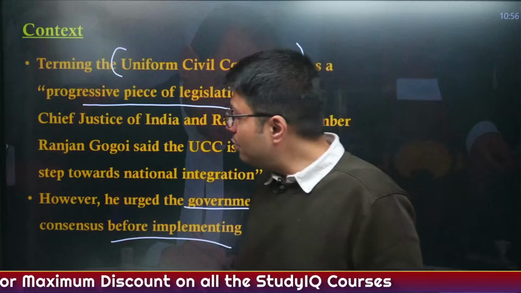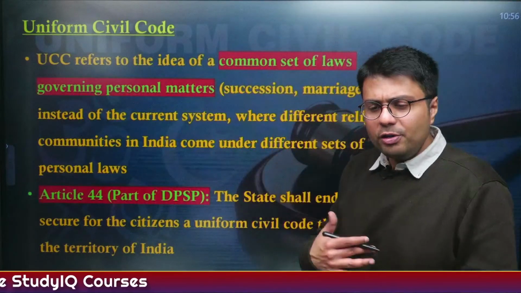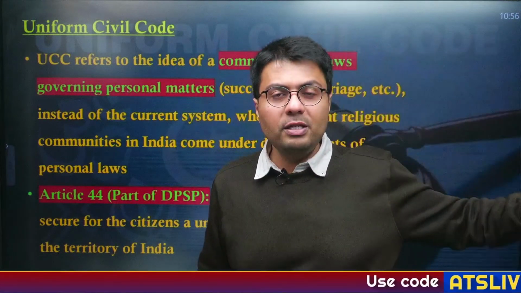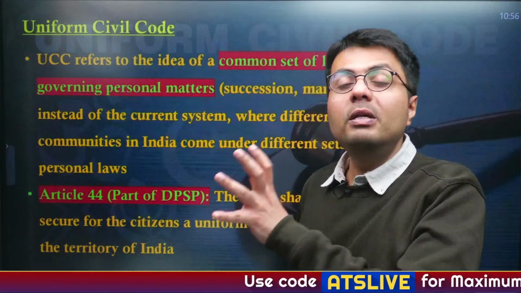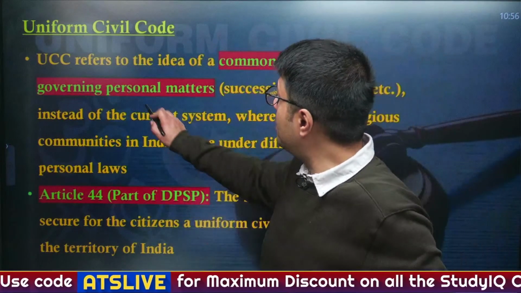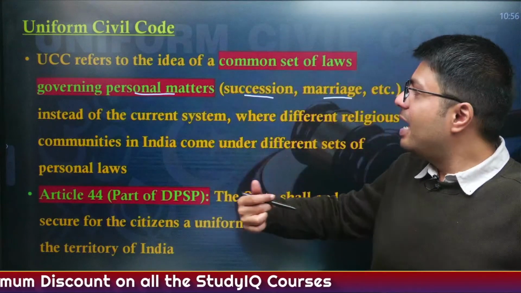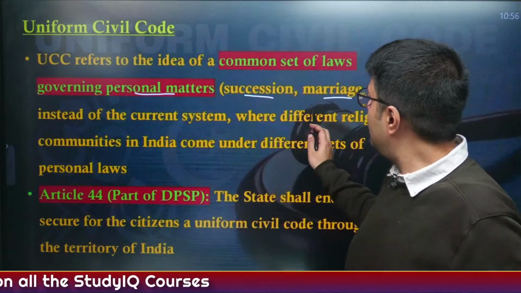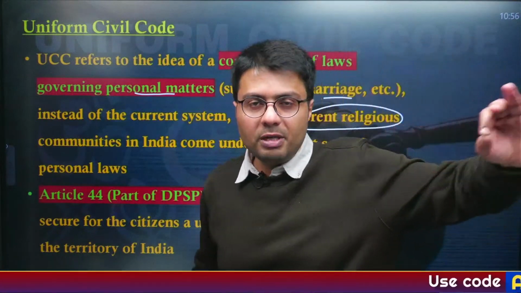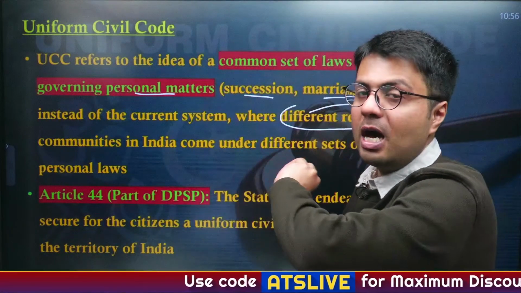Now, what is a Uniform Civil Code, if you may ask? Uniform Civil Code actually refers to the fact that India currently has a different set of laws based on religion, and it should have a common set of laws for all people in India. And these laws should deal with personal matters, particularly succession, marriage, divorce, etc. As I told you, the current system has laws based on different religions. For example, Hindus are subjected to one law, whereas Muslims are subjected to a different law, and so are other communities also.